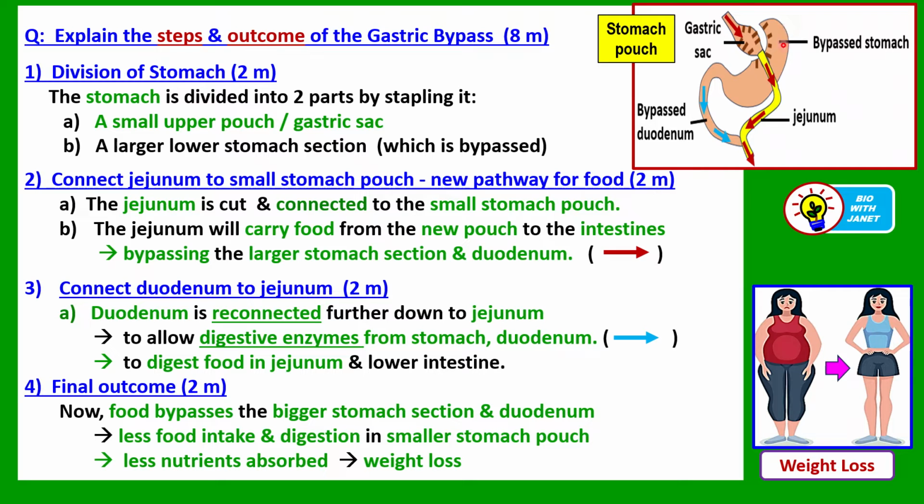Now, the second step is to connect the jejunum to the small stomach pouch here to form a new pathway for food. So first the jejunum was connected to the duodenum. Now the jejunum is connected to the stomach pouch. The top part is connected to the stomach pouch. So the jejunum is cut and connected to the small stomach pouch. And the jejunum will carry the food from the pouch here to the intestines, okay, to the jejunum itself and to the lower intestines, bypassing the larger stomach section here and the duodenum, as seen by the red arrows here.